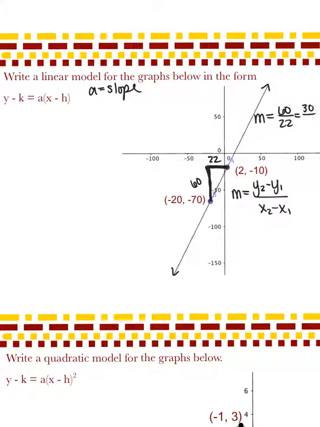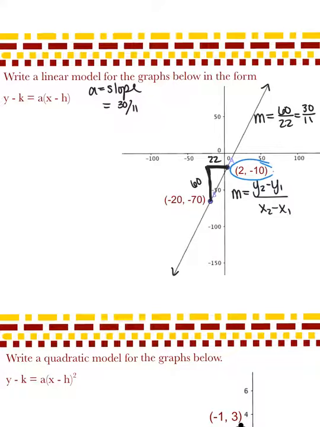That would be a 30 over 11. And I believe that is all. So my a value is going to be 30 over 11. And now for my h and my k, well, I know back from my point slope form that h and that k, that's just going to be a point that's on this line. So I'm going to choose a point to work with. I think I'm going to pick this 2, -10.